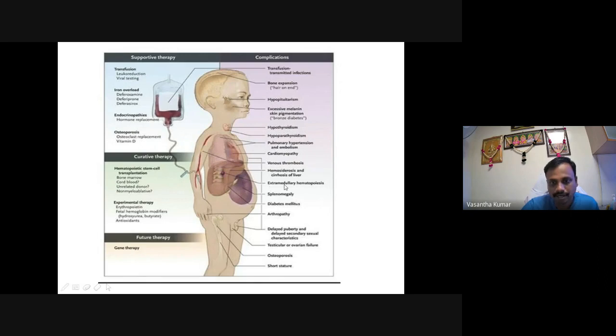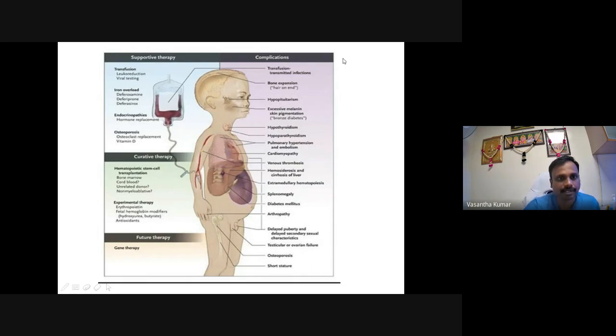And because of extramedullary hematopoiesis, there is a malar prominence. This patient will have a particular thalassemic facies. And because of extravascular hemolysis, there is splenomegaly, and this excess iron deposition in the joints also causes arthropathy, osteoporosis, and short stature. And because of iron deposition in the gonads and the pituitary gland, these patients will have testicular or ovarian failure.